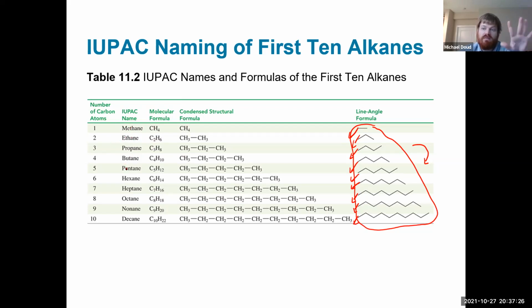But then after we get to 5, now we're in the Greek prefix names. So 5 is pentane, just like we know penta, right? 6 is hexane, 7 is heptane, 8 is octane, 9 is nonane, and 10 is decane. So in other words, if you have 10 carbons in your alkane, that molecule is named decane. 9 is nonane, 8 octane, et cetera.